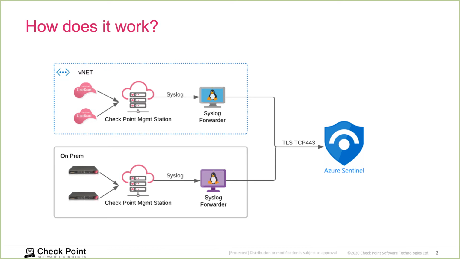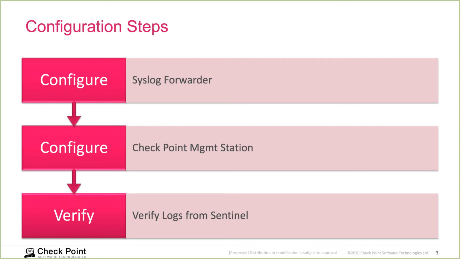The configuration is pretty straightforward. First, we'll configure our syslog forwarder. Then we'll configure Checkpoint Management Station to send logs to the forwarder. Lastly, we'll verify the logs in Sentinel.